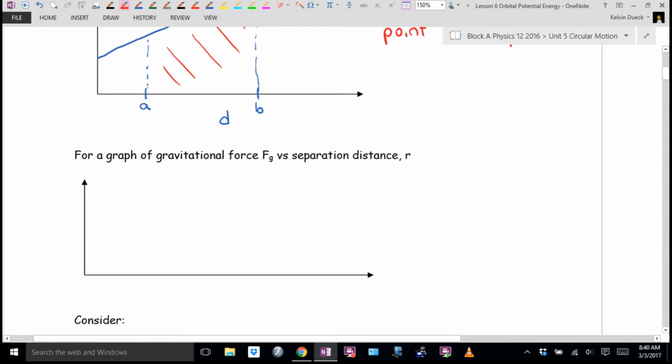If we graph gravitational force versus separation distance r, so this is still a force versus distance graph, but I'm going to use r because r was in our gravitation formula. Now, first of all, don't write this down. This is just for nerdishness. Well, we'll write this down. What is the equation for the universal force of gravitation? Big G, what is it?